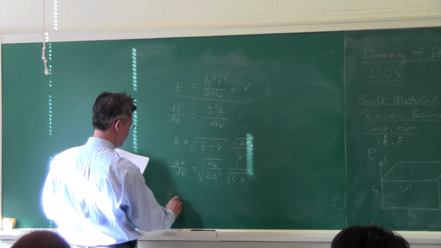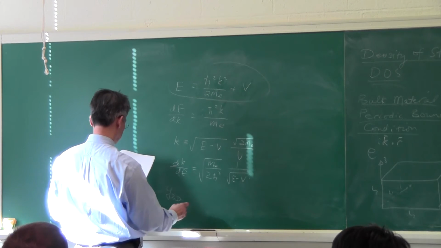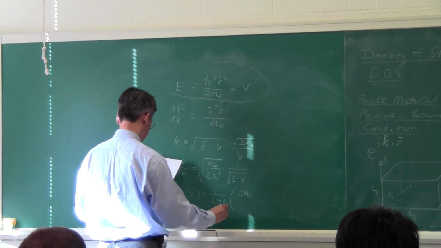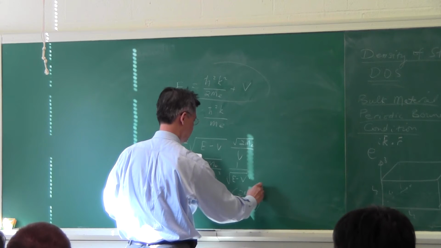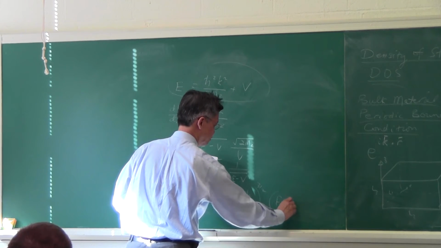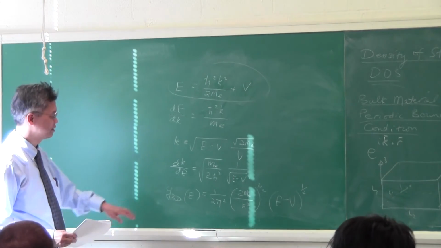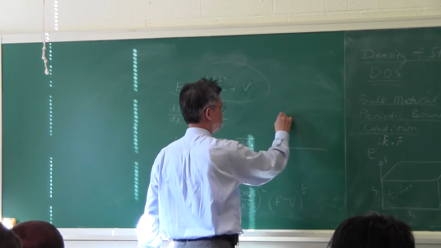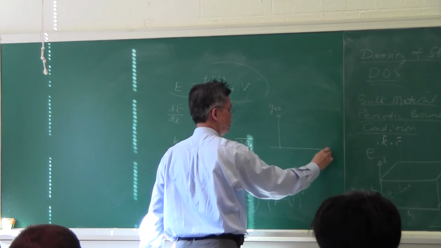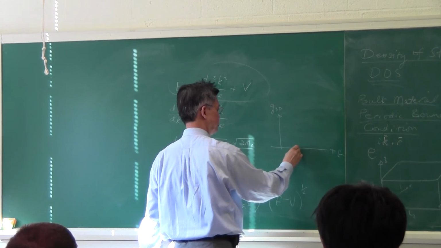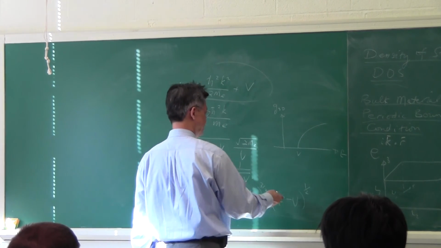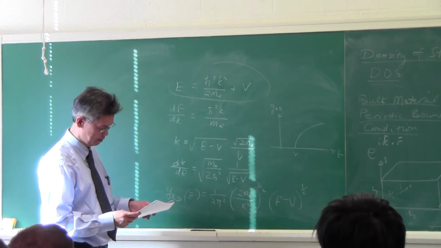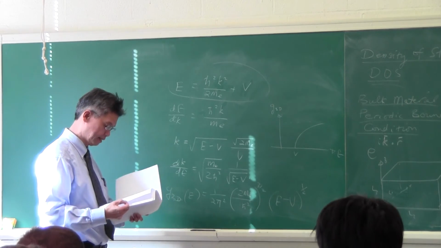And then you can work out the 3D density of states. It will look something like this: 1 over 2 pi squared times 2 m_e over h bar squared to the 3 halves, times E minus B to the one half. So the density of states in a 3D bulk material will look something like this, and if you plot this as a function of E, it will look something like this. This is B. E larger than B gives me that kind of shape. Okay, this is correct. Let's take a 5 minute break and come back.